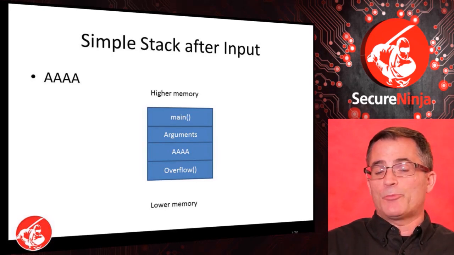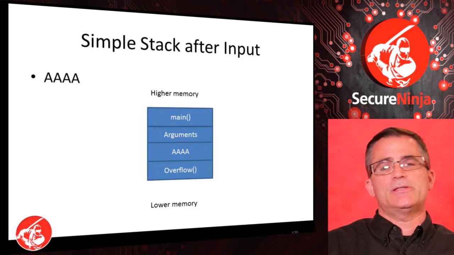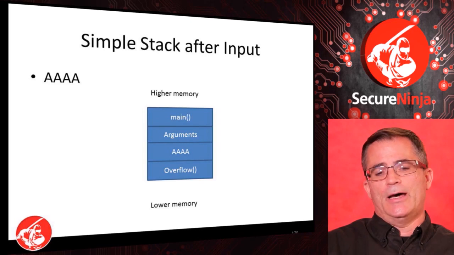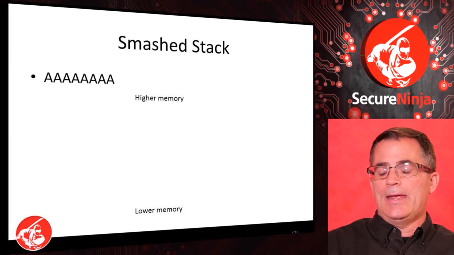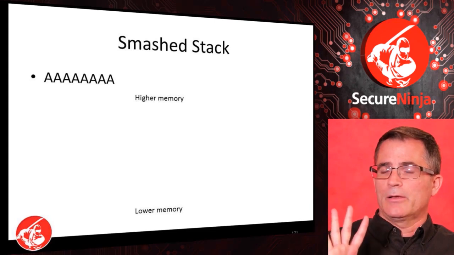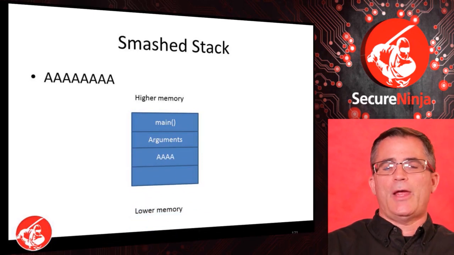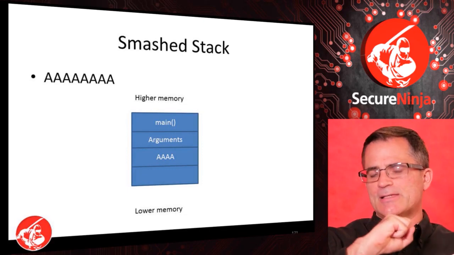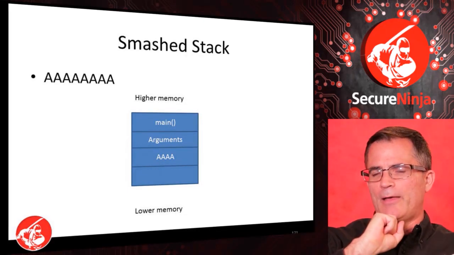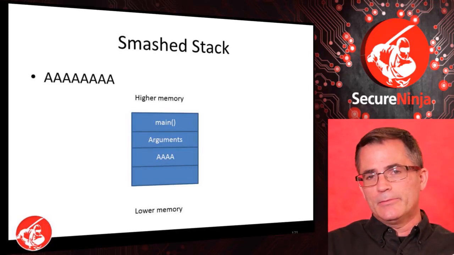This is our program. As long as 4 A's go in, it's fine. But what happens if the user sits down and enters not 4 A's, but 8 A's? Remember, buff only has 4 bytes of storage area. So when we look at our program now, there's our 4 A's. We're good. If the programmer would stop us right now, we'd be good. But if he doesn't stop us, what was located below that? The call to function overflow, which is usually used by a return address.